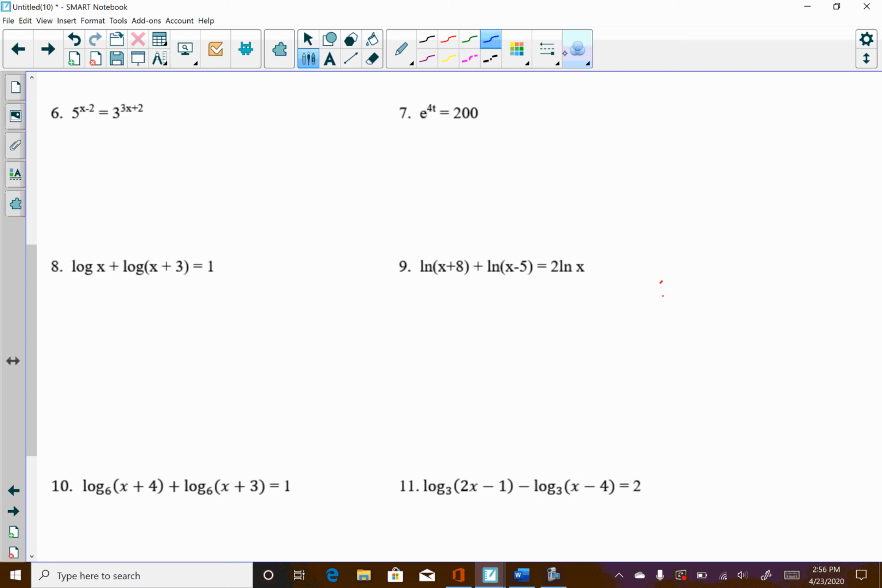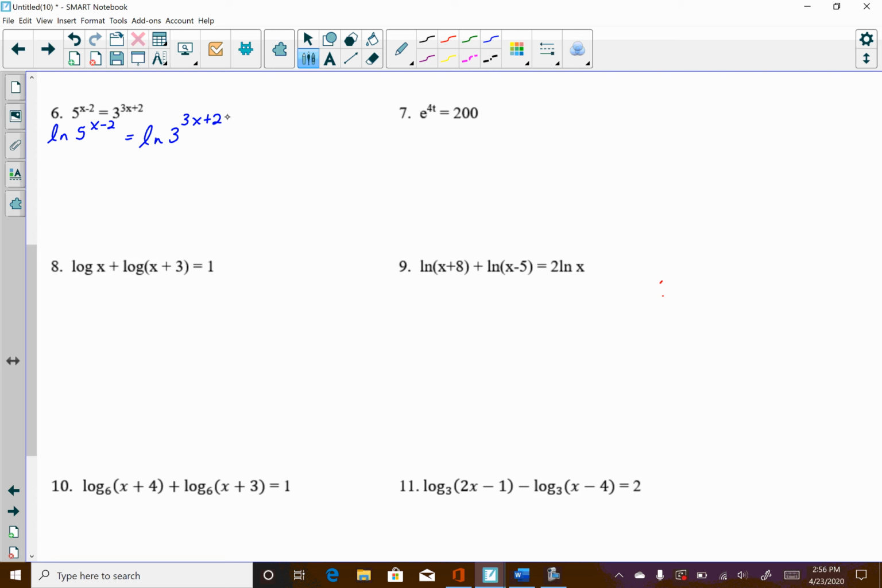All right, so looking at number 6, I have 2 different bases here, so I can't just drop those bases, and I can't get these bases to be the same, so I'm going to have to use logarithms. You can use common log or natural log. I think I'll just use natural log here. So I take the natural log of the left-hand side equals the natural log of the right-hand side. Again, you could use common log if you wanted to. 3x plus 2. Erase that.